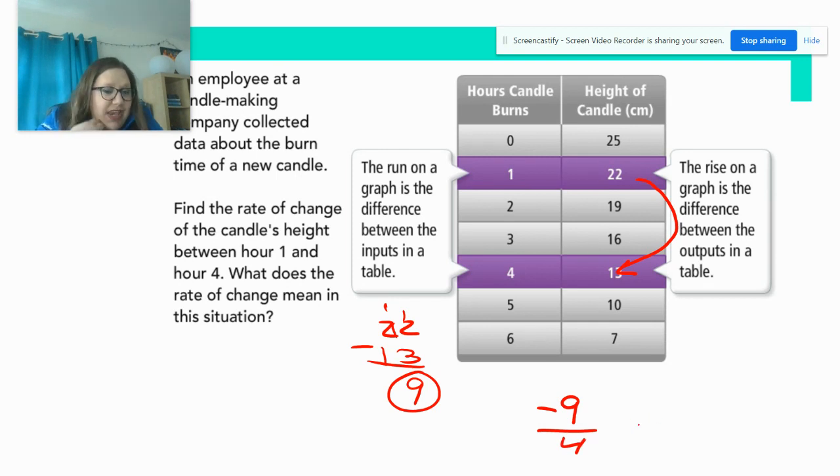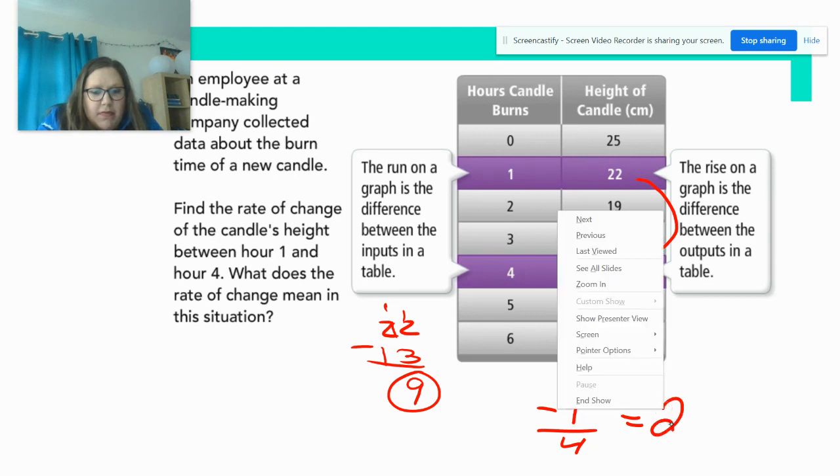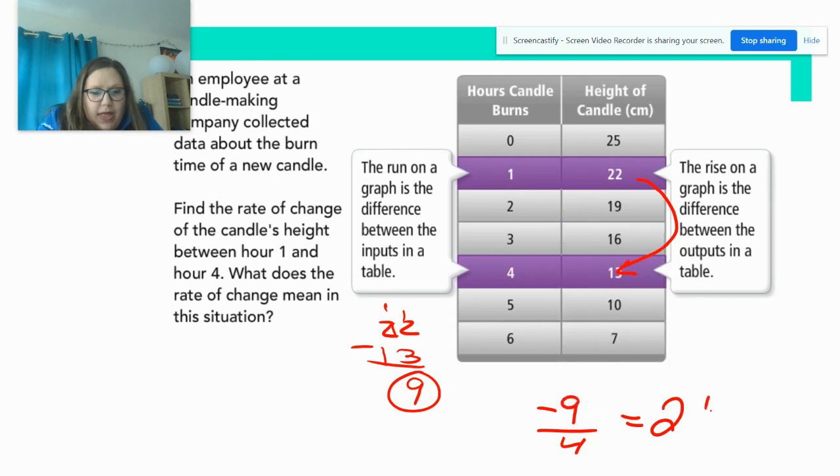If I simplify 9 over 4, that would be 4 times 2 is 8, and then 1/4 left. So that's 2 1/4 per hour. Over 1, so that means that in 1 hour the candle is going to burn 2 1/4. That doesn't make sense. Yes, it does.